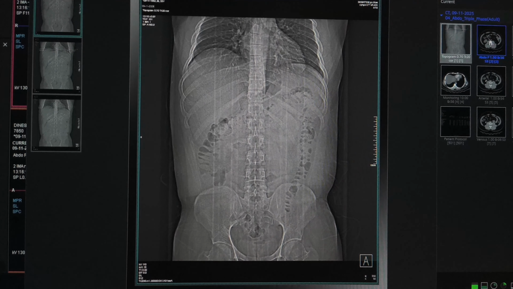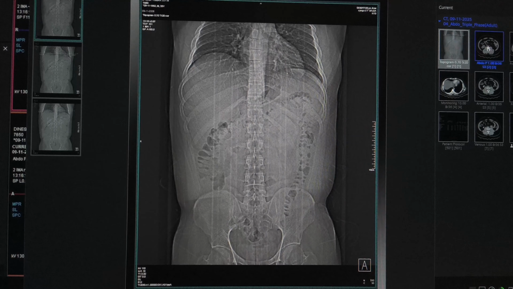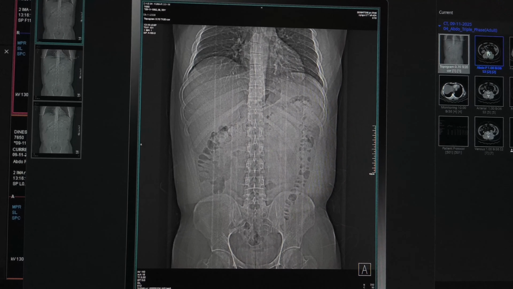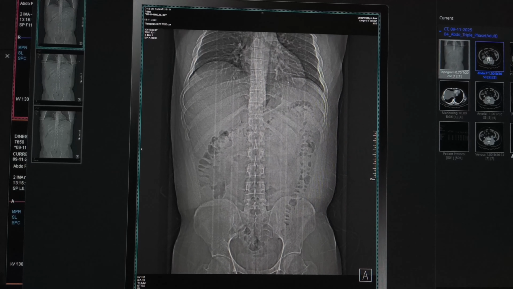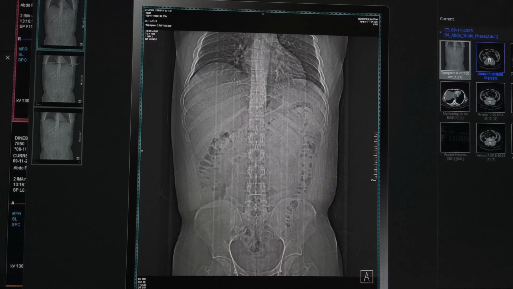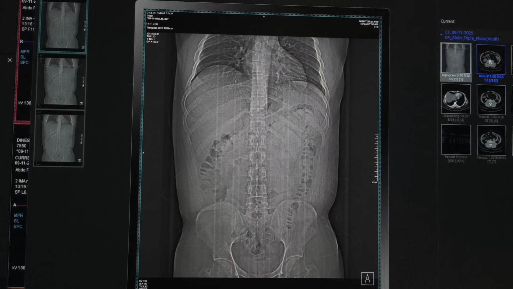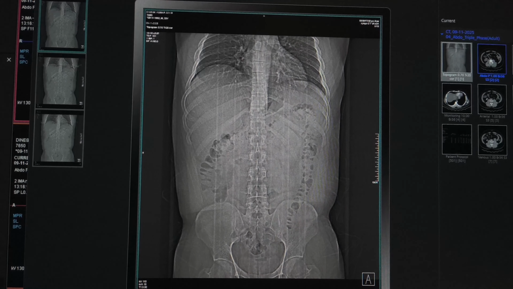First, topogram, scout view. Before the actual CT images are taken, the scan begins with a topogram, also called scout view or scanogram. This is a single long X-ray image of the entire body part.